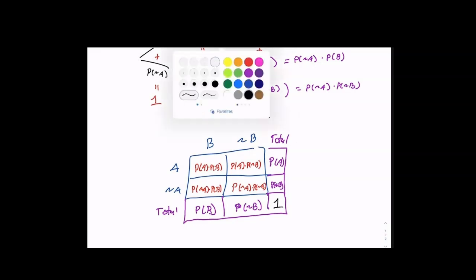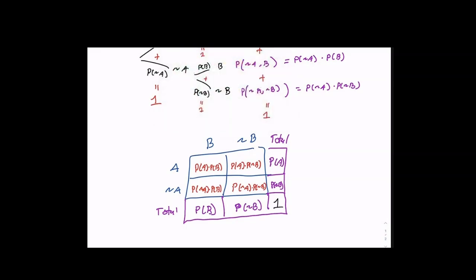As a reminder, this plus this equals this, this plus this equals this, plus here equals here, plus equals there. So they should all add up in terms of the rows and columns.